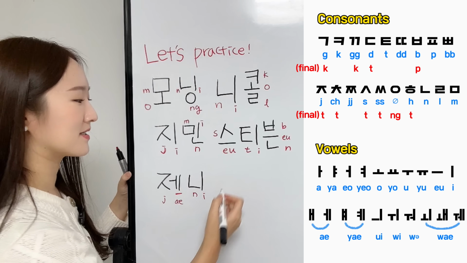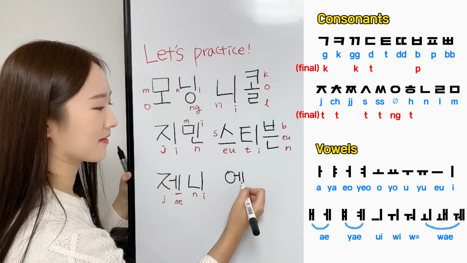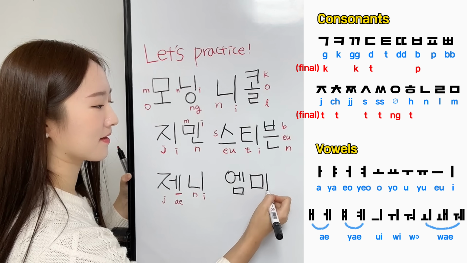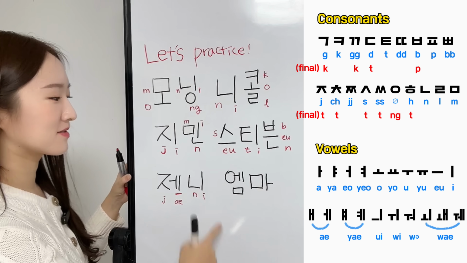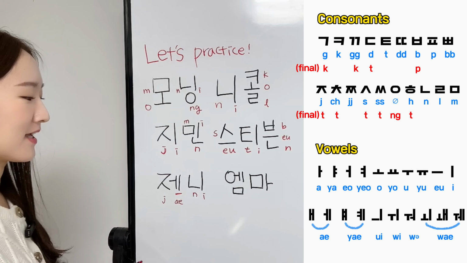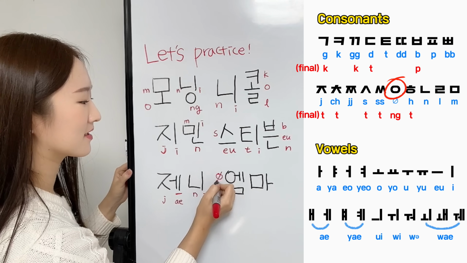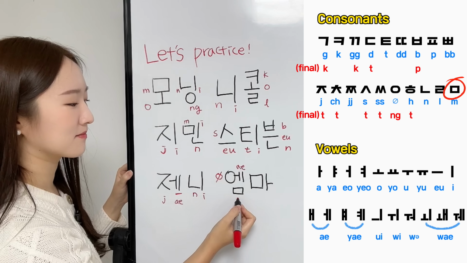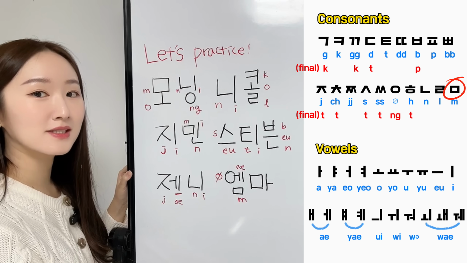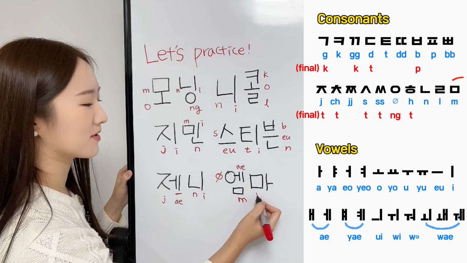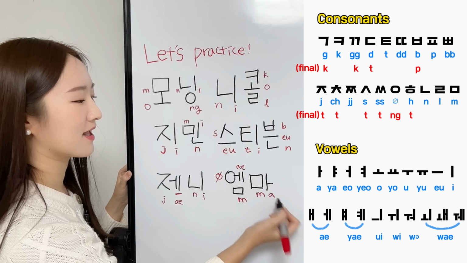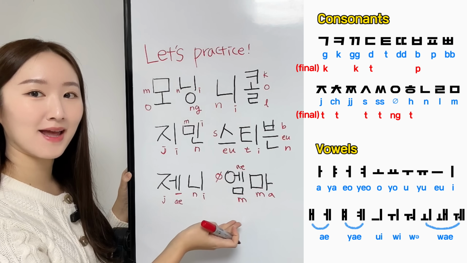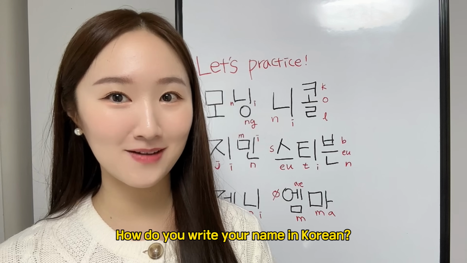And lastly, if your name is Emma, ma. So first one is silent, right? So it doesn't have a sound. And next one, this is e vowel plus M sound, m. And the next one, M sound again, and a, ma. Emma. Emma.